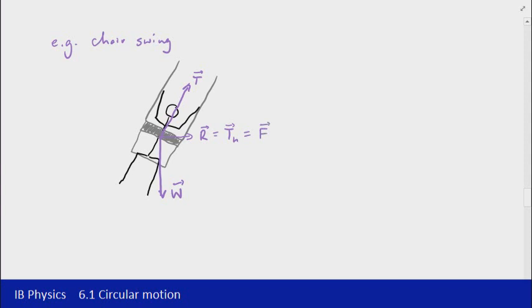So as this person is swinging around, going away from us into the page or into the screen, the centripetal force acting on them would be to the right, and so they would then follow a circular path. So in this case, what's providing the centripetal force here is the horizontal component of tension in the wires.